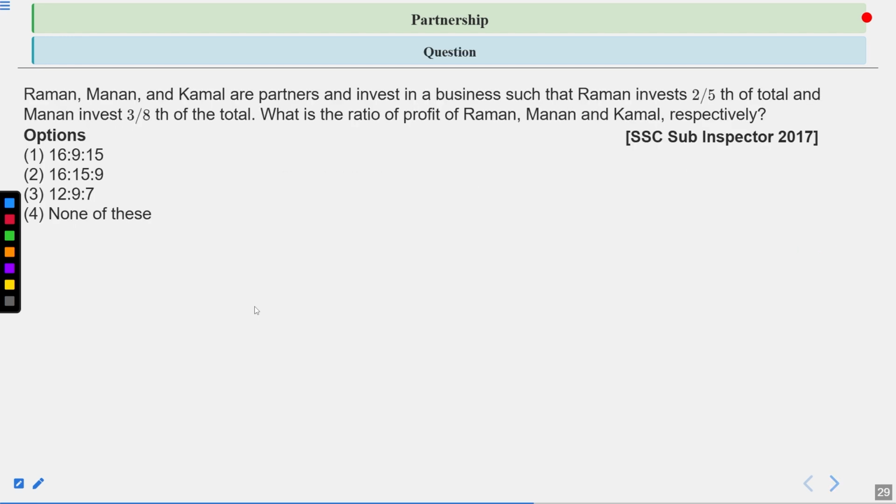Raman, Manan and Kamal are partners and invest in a business such that Raman invests 2/5 of the total and Manan invests 3/8 of the total. What is the ratio of the profit of Raman, Manan and Kamal respectively? This question was asked in SSC Sub-Inspector Exam 2017. There are 4 options. First is 16:9:15. Second is 16:15:9. Third is 12:9:7. And fourth is none of these. Now you have 10 seconds to analyze the question. Your time starts now.